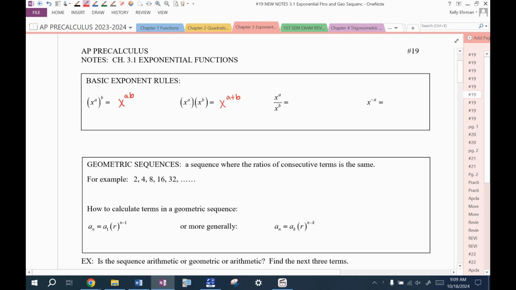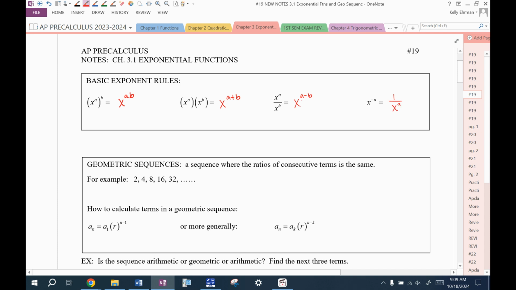Note that the base number has to be the same. It's not x to the a times y to the b. They both have to be x's. Same thing here. If we're subtracting the same base number with different exponents, or if we're dividing them, we can subtract our exponents, a minus b. And x to the negative a, it's because of this. If you get x to the negative a, that would become 1 over x to the a.